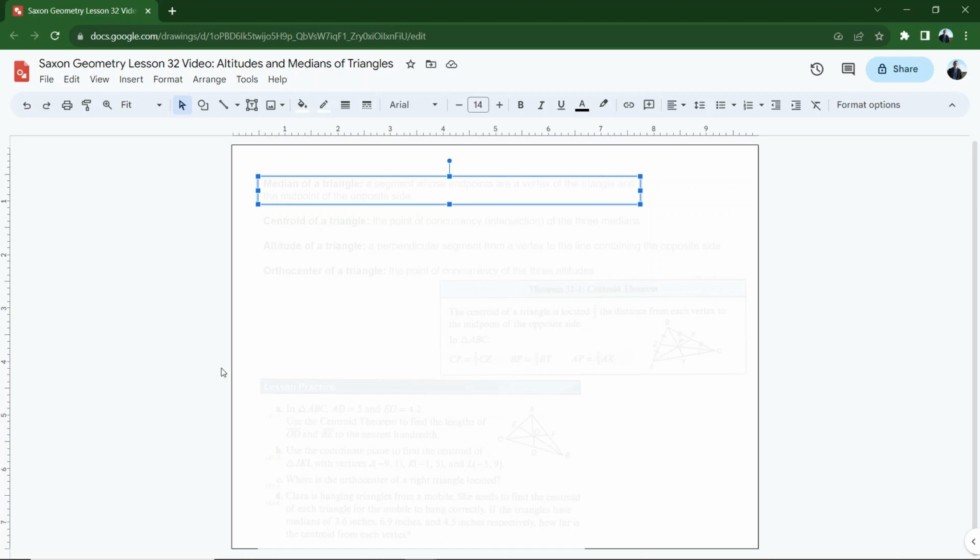Hello, geometry students. That's right, I am going to do it. I'm going to do it. I am going to ruin triangles for you. Triangles have always been these easy figures to work with.